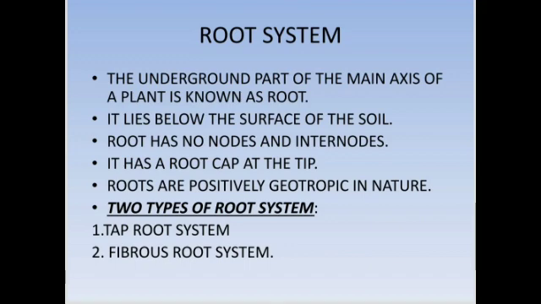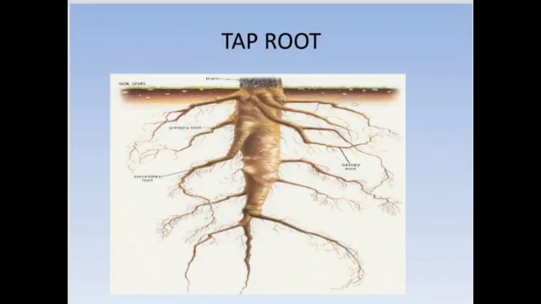So the root system of a plant is classified into two types. Two types of root systems are there: the taproot system and the fibrous root system. First, let us see the taproot. It consists of a single root called taproot which grows straight down into the ground. Smaller roots called lateral roots arise from the taproot.